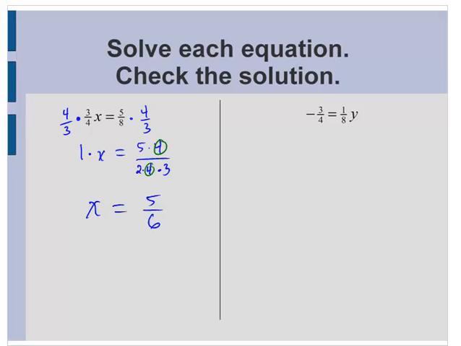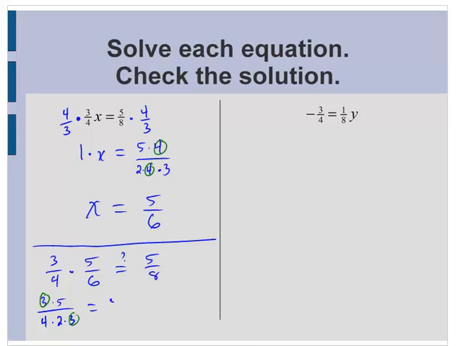And of course I can check my work here, and I've been negligent in this. I haven't been practicing that. So let's check our work. 3/4 times 5/6. Is this equal to 5/8? Well, I have 3 times 5 over 4, and the 6 is 2 times 3, and I can remove the factor of 3, and that does give 5/8. So x equals 5/6 appears to be appropriate.